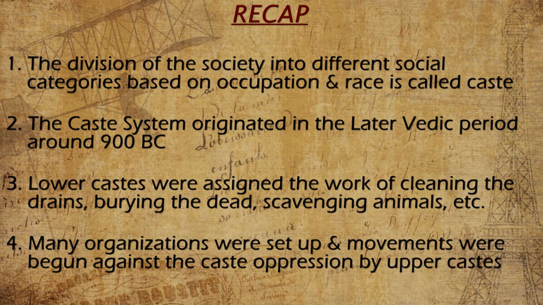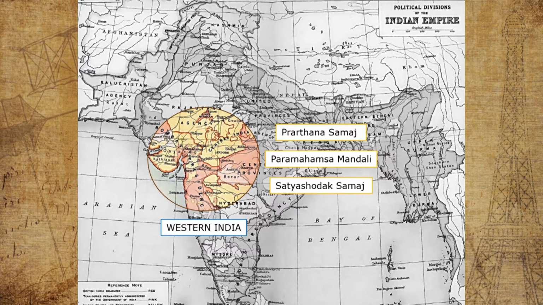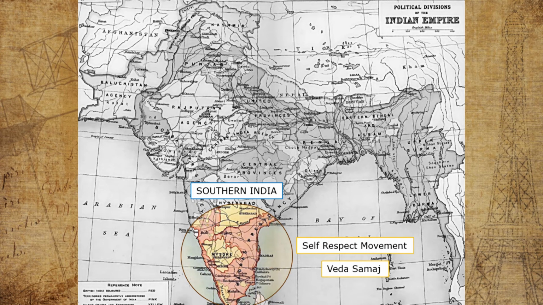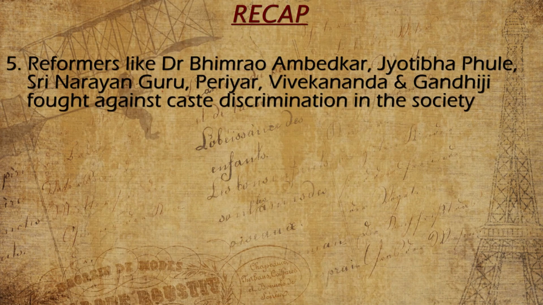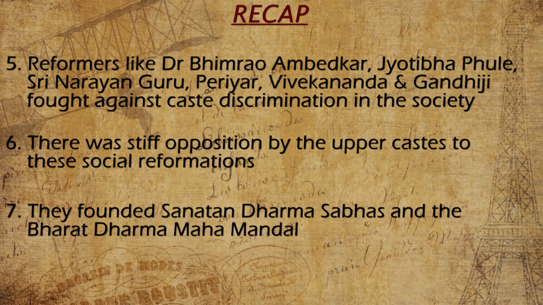Some of these organizations and movements were the Brahma Samaj and Ramakrishna Mission in eastern India, the Prarthana Samaj, the Paramahamsa Mandali, and the Satyashodak Samaj in western India, the Sattami movement in central India, the Self-Respect movement and Veda Samaj in South India. Reformers like Dr. Bhimrao Ambedkar, Jyotiba Phule, Sri Narayana Guru, Periyar, Swami Vivekananda and Gandhiji fought against caste discrimination in the society. There was stiff opposition by the upper caste to these social reformations. They founded the Sanatan Dharma Sabhas and the Bharat Dharma Mahamandal.